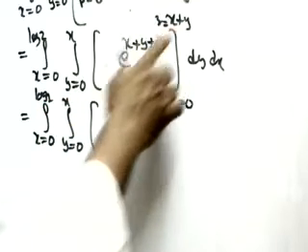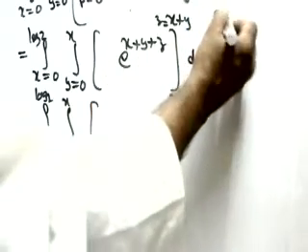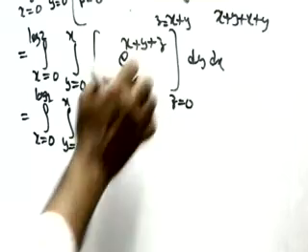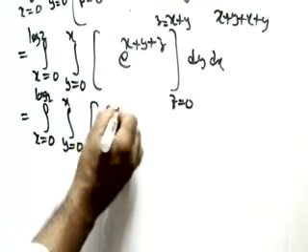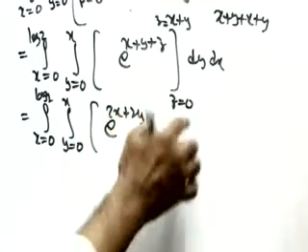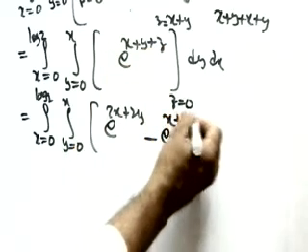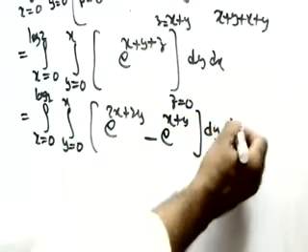Now if we see here, if you put upper limit x plus y in place of z, already we are having x plus y. If you put x plus y again, it will be 2x plus 2y. So upper limit will be e power 2x plus 2y. Minus lower limit means 0 here. If you keep 0 here, what is left here? E power x plus y.